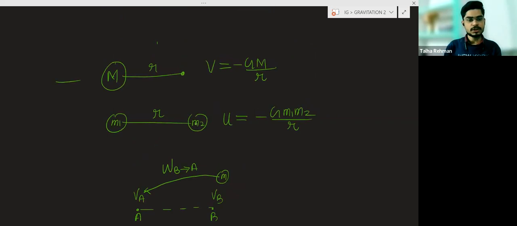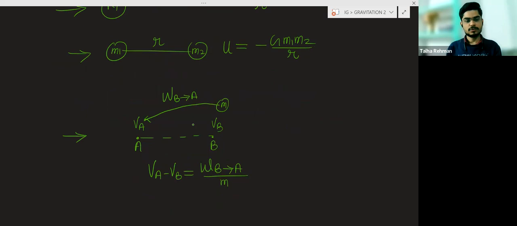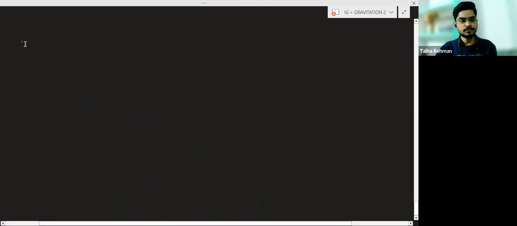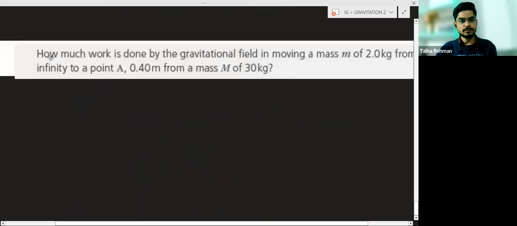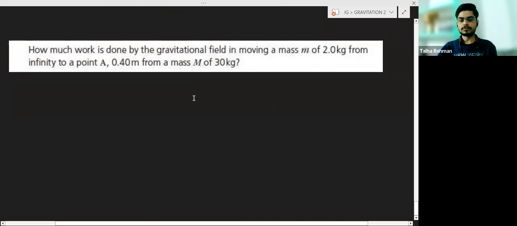So these formulas will be required. Okay. So one by one we will solve numericals. First I am taking the simplest numerical. These questions I have taken from your book.